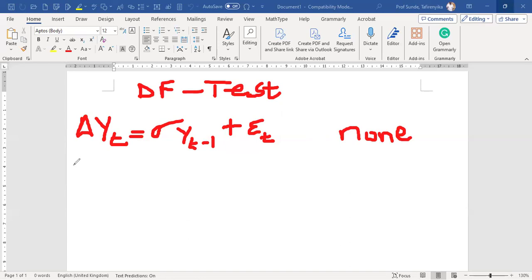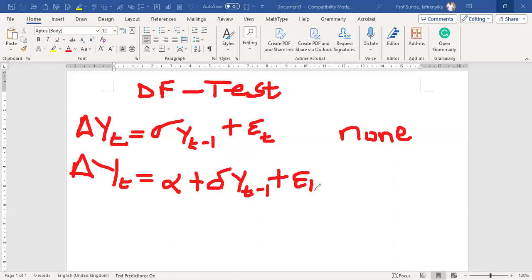Then the second equation is given by change in yt equal to a constant, which we can denote by alpha, plus sigma yt minus 1, plus a white noise error term. This is a model with a constant, so you are testing this at constant.